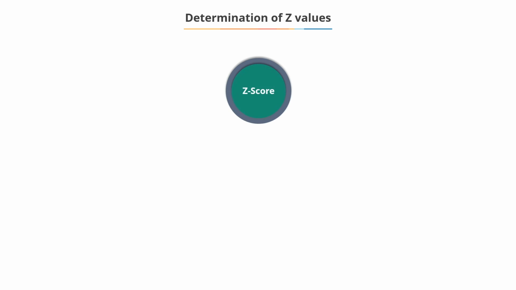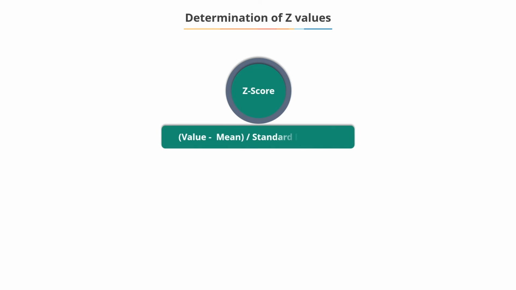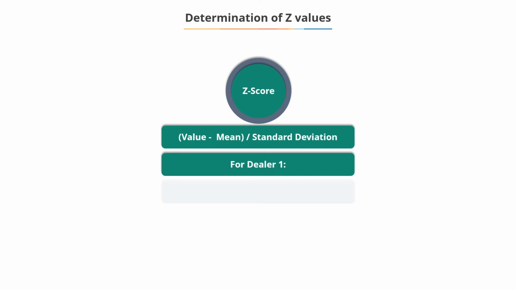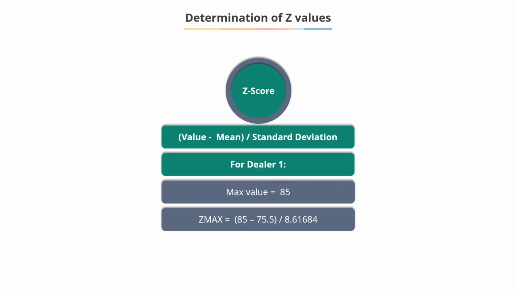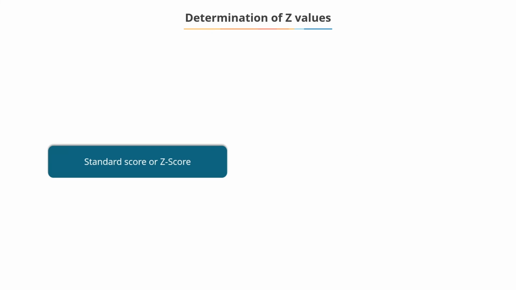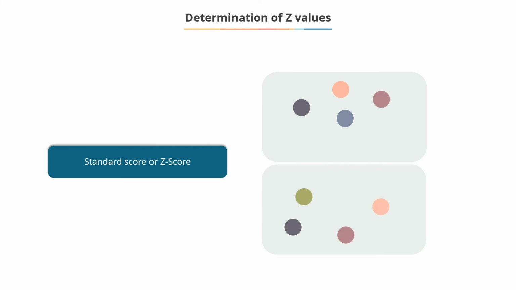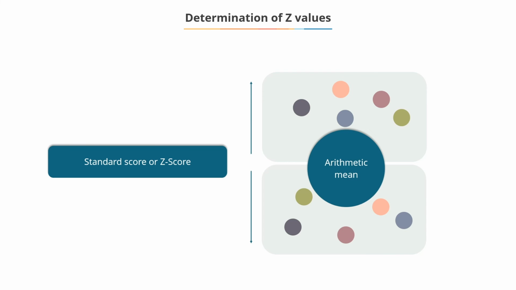Next is the z-score. Z-score for a value equals value minus mean by standard deviation. Hence for the max value 85, the first dealer, Z-max equals 85 minus 75.5 by 8.61684, which is equal to 1.10249. Similarly, other z-values can be computed. As discussed in theory, the standard score or z-score of a value in a data set, briefly stated as z-value, is the number of standard deviations by which that value is above or below its arithmetic mean.